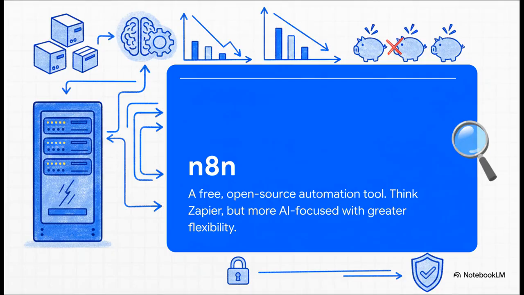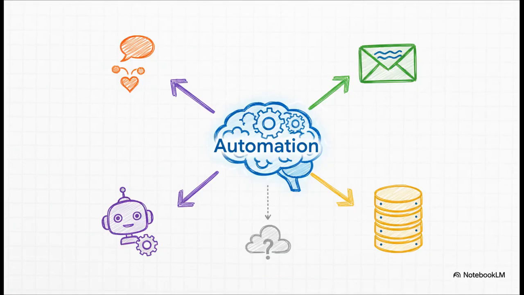So what is n8n? Well, if you've ever heard of Zapier, you've got the basic idea. But the key difference here is that n8n is open source, and that is a total game changer. It's really built for more complex, AI-heavy tasks, and it gives you a level of customization that's just really hard to find anywhere else.